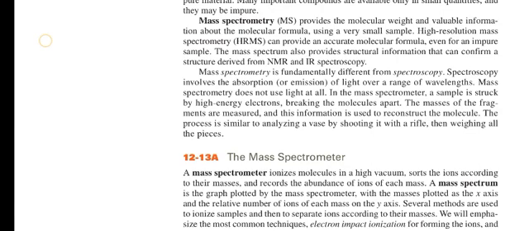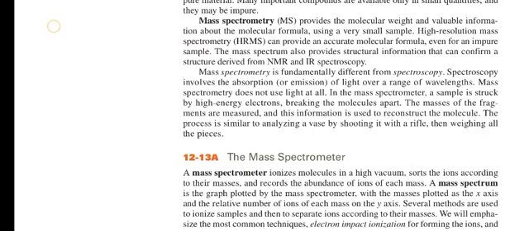Mass spectrometry (MS) provides the molecular weight and valuable information about the molecular formula. Using a very small sample, high resolution mass spectrometry (HRMS) can provide an accurate molecular formula even for an impure sample. The mass spectrum also provides structural information that can confirm a structure derived from NMR and IR spectroscopy.